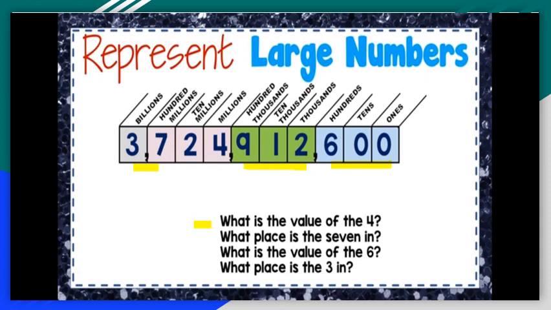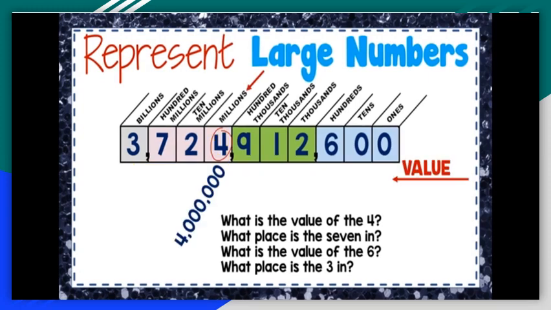Let's start with the first question. What is the value of 4? Let's find out where is 4. I'm talking about the number 4, the value of 4. So, the value of 4 is 4 millions and it is in the millions place.